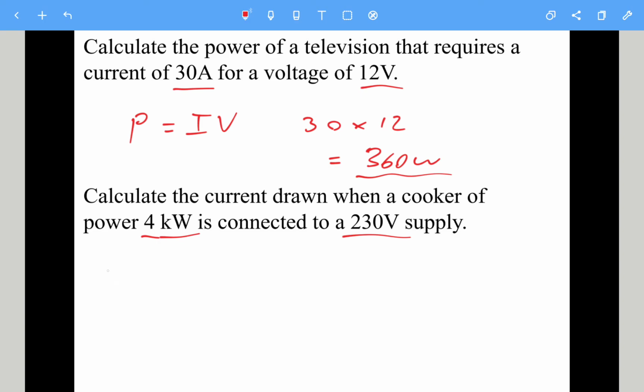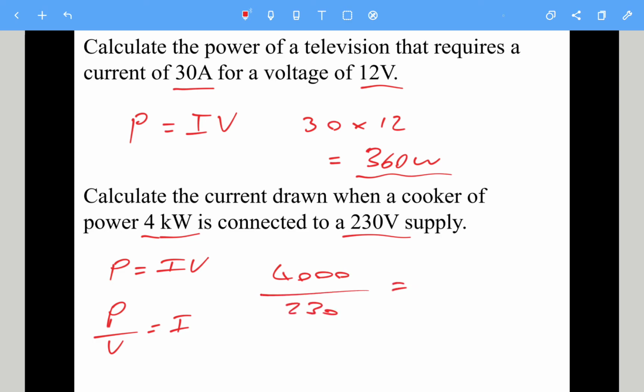Next one, calculate the current drawn when a cooker of power 4 kilowatts is connected to a 230 volt supply. So again, P equals IV. So we need to get current, so we need to get rid of the times voltage. So we're going to divide by voltage, so power divided by voltage to give the current. So we've got 4 kilowatts, which is 4,000 watts, divided by a voltage of 230 volts. And that gives us 17.4 amps.